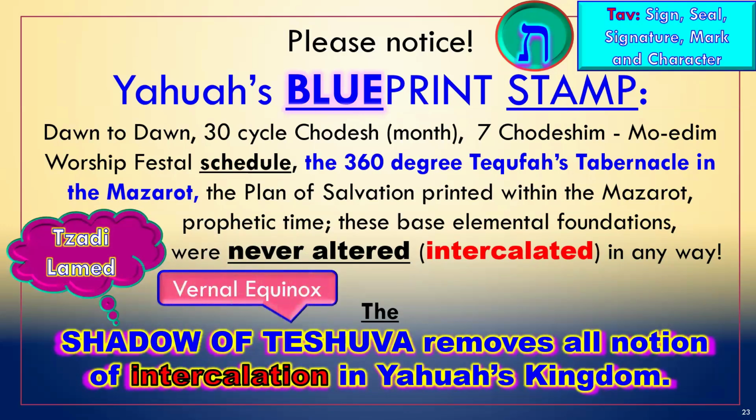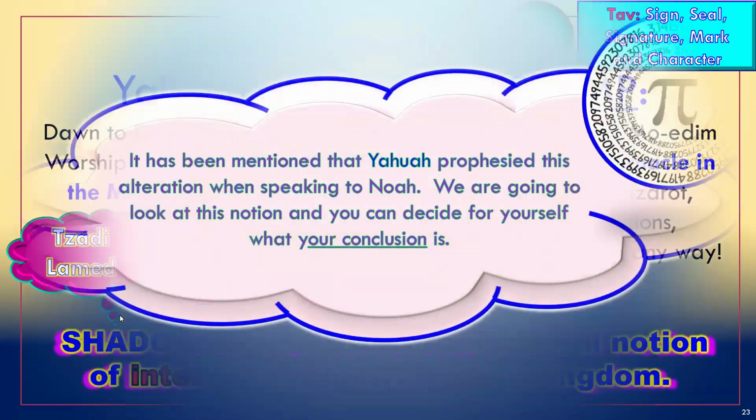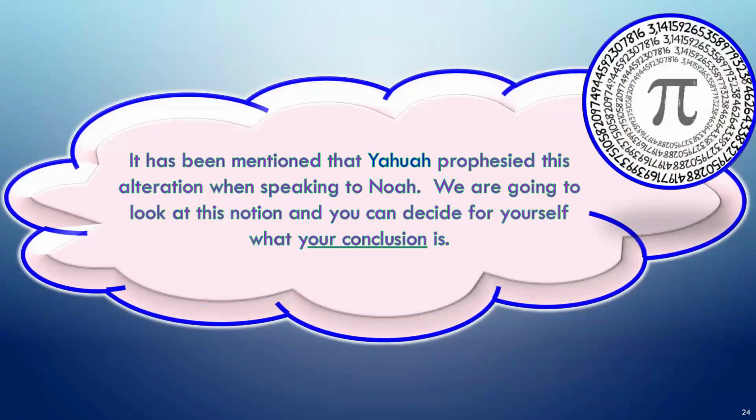The shadow of Teshuva removes all notion of intercalation in Yahuwah's kingdom. That shadow is the Tzadi Lamed. It's the 120 value. Remember that. The shadow of Teshuva at the vernal equinox. It has been mentioned that Yahuwah prophesied this alteration when speaking to Noah. We're going to look at this notion, and you can decide for yourself what your conclusion is.